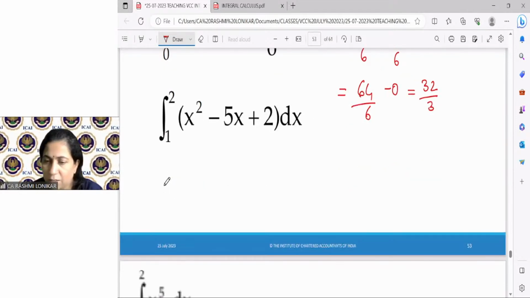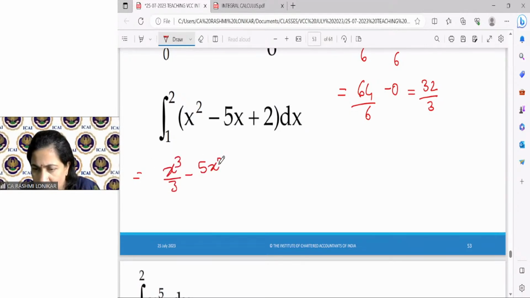What will happen over here? I will do the normal integration, then put in the value. This is equal to x cubed upon 3 minus 5x squared upon 2 plus 2x.